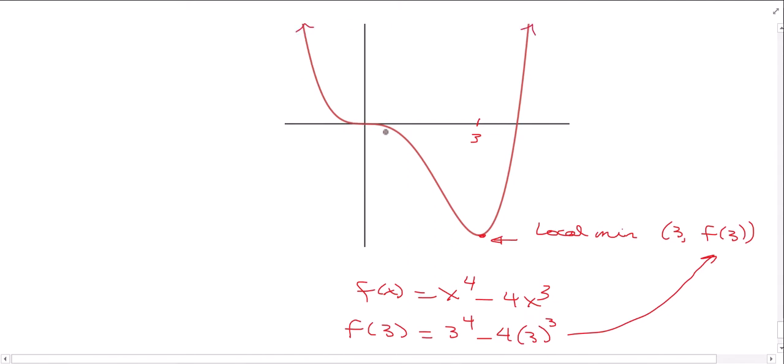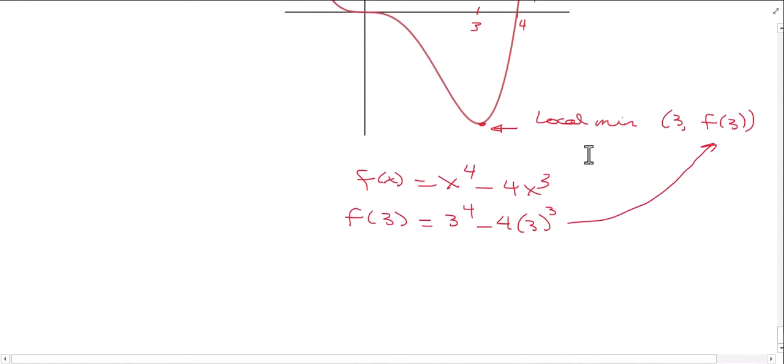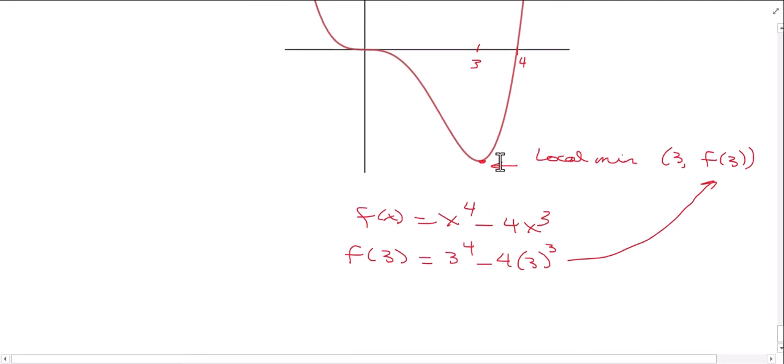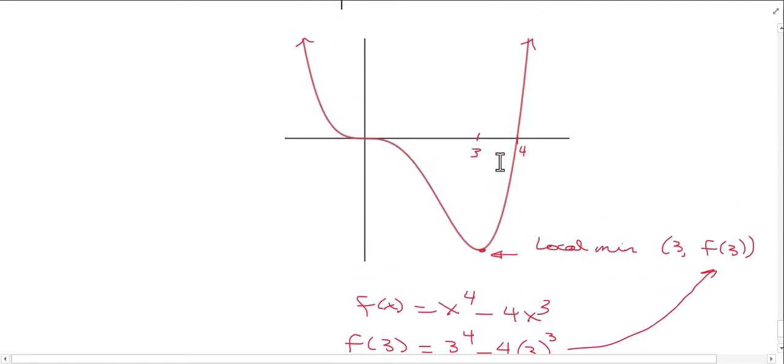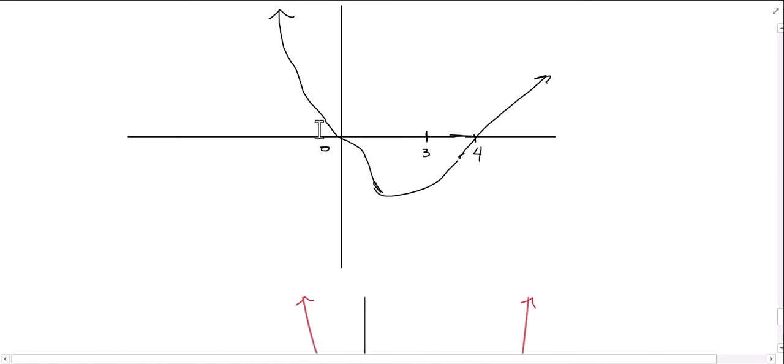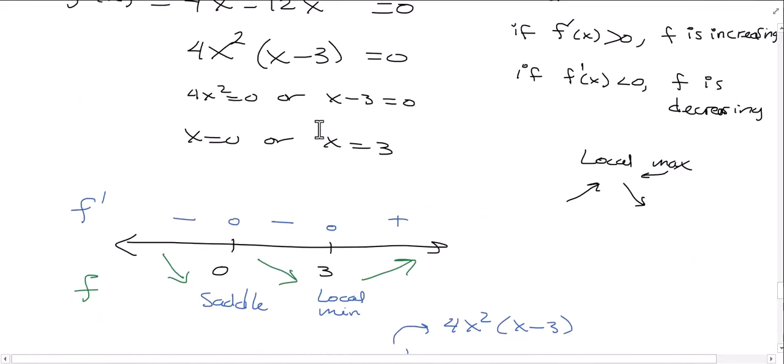So you have a saddle there and you have a local min. There's our x-intercept of 4, and so we cross it like a line. And so things like this are helpful when we're graphing functions. And in the next part of this section, we're going to learn about what the second derivative tells us about the graph.